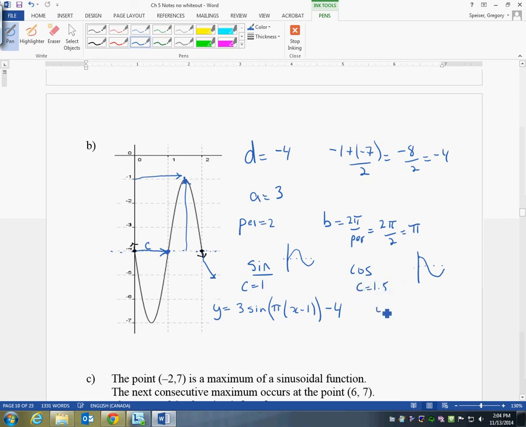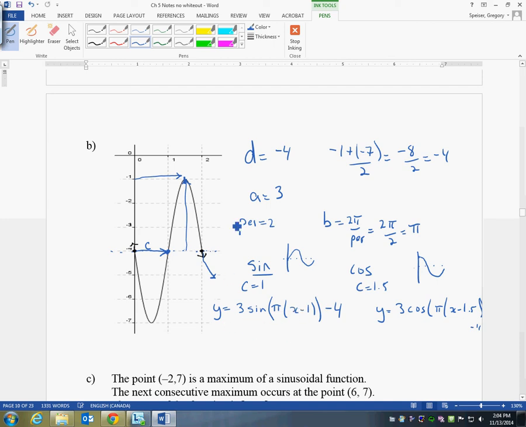So I can say y is equal to, everything stays the same here, except I change sine to cos. And now I say x minus 1.5, minus 4. Oh, I'm running off to the side. Okay, this is minus 4, by the way.